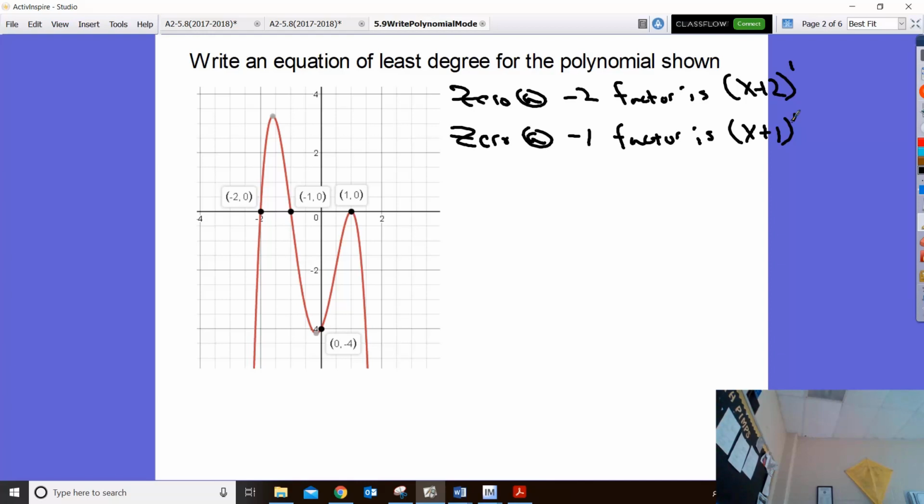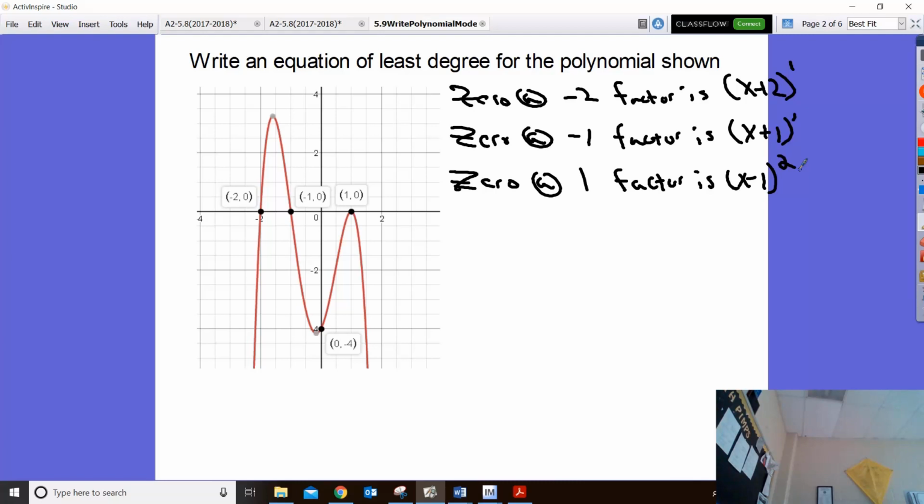The next 0 we have, and it's the only other 0 we have, is at 1. But it happens at least twice. 0 at 1. Factor is x minus 1. It happens at least twice. How'd you know that? It touches. It touches twice.